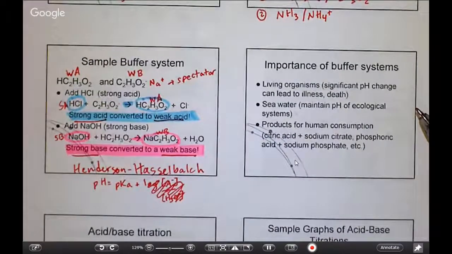back to buffers. There's some importance of the different buffer systems. Okay. So to review, the basis of buffer action is to establish an equilibrium between the weak acid and its conjugate base, or vice versa. So you have a system, you have both in place, and then if you add the strong acid or the strong base, it's going to react accordingly, and the pH change will be minimized.